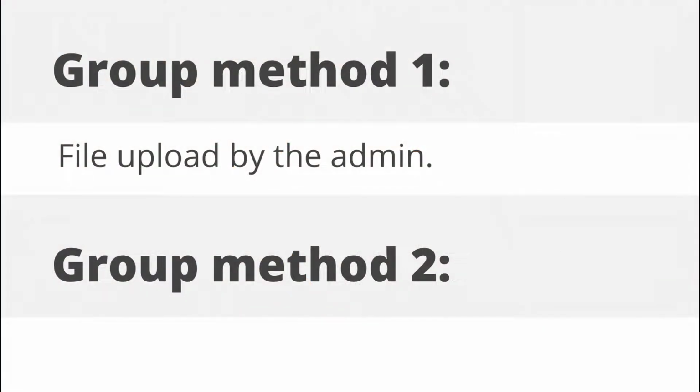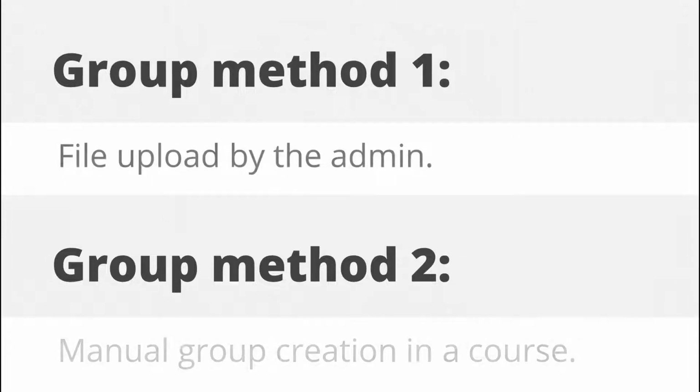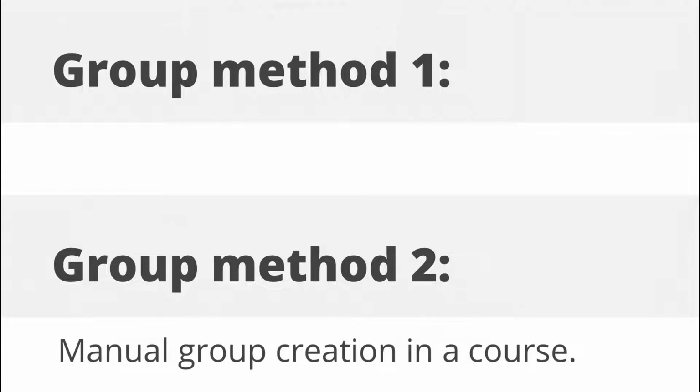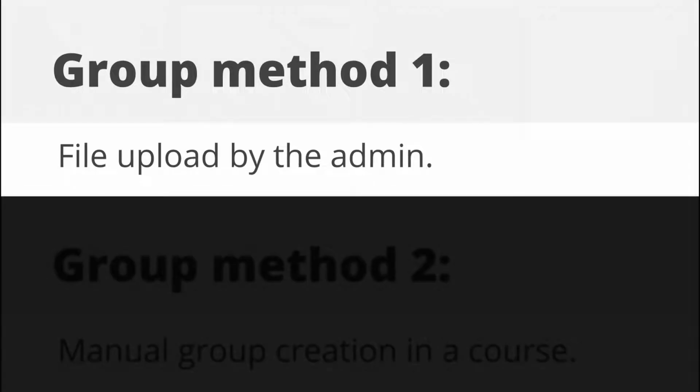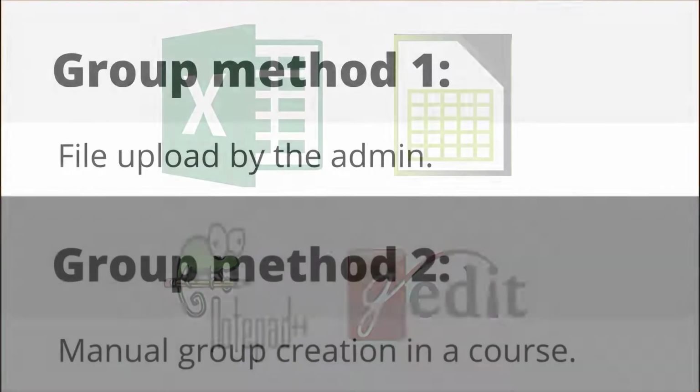Groups can be added to courses either by the administrator with a text CSV file upload, or by the course teacher within the course. Let's look at both methods. File upload by the admin. If you're the admin, you can create groups in a course and enroll students in them at the same time by including the relevant columns or fields in your file.